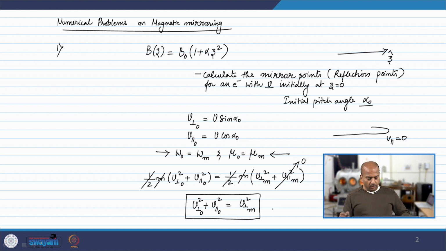This is not something new, we know it very well. Initially the parallel and perpendicular velocities will exist, but at the mirroring point only the perpendicular component will exist. What is important for you to understand is that this equation on the right hand side is valid just at the mirroring point, and the one on the left hand side is valid everywhere but the mirroring point, right. This is using the conservation of energy.